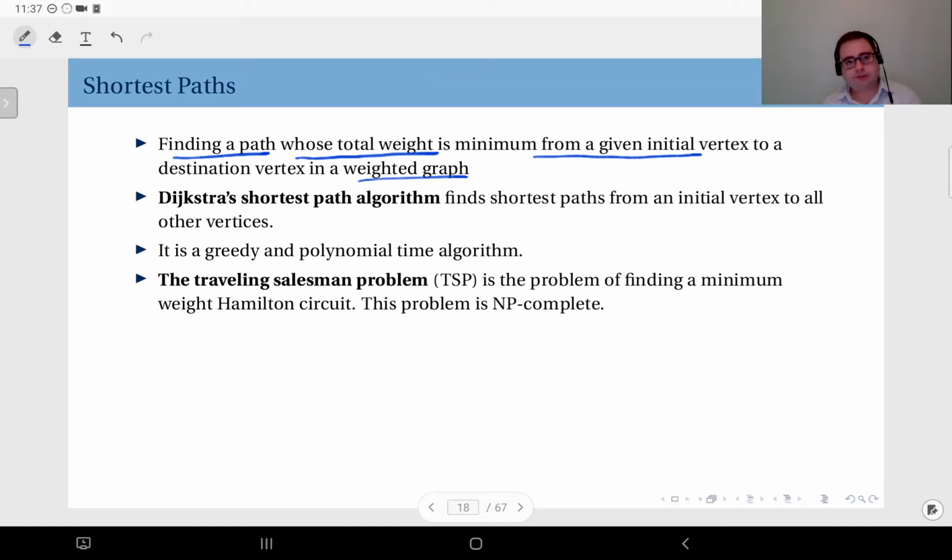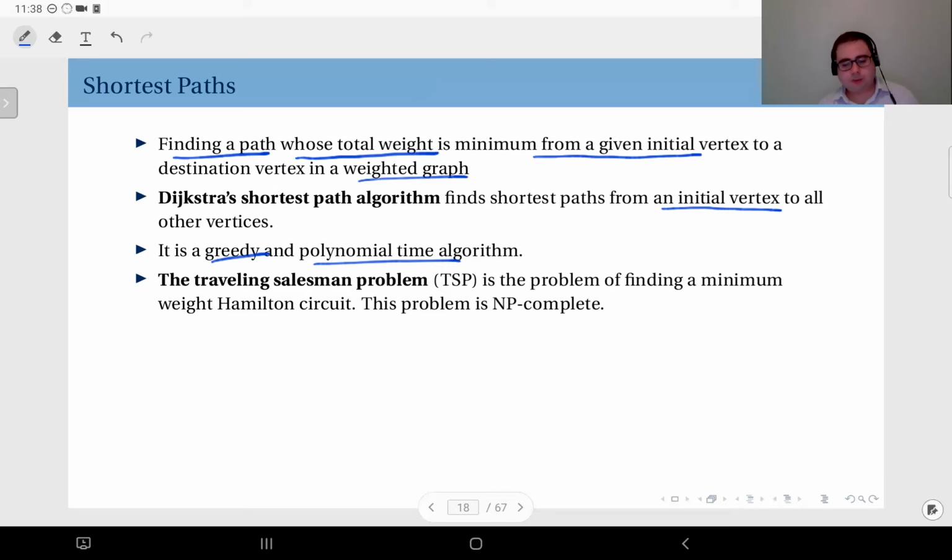For shortest paths in such graphs, we have a number of algorithms, but probably the most famous one is Dijkstra's shortest path algorithm, and it finds shortest paths from an initial vertex to all other vertices in general. It's a greedy algorithm and a polynomial time algorithm. So this means the shortest path problem is not really a very difficult problem in general.